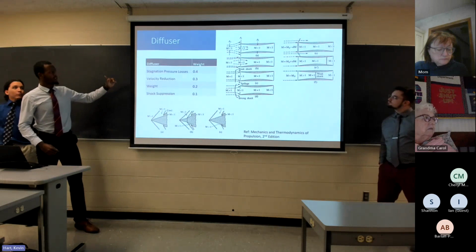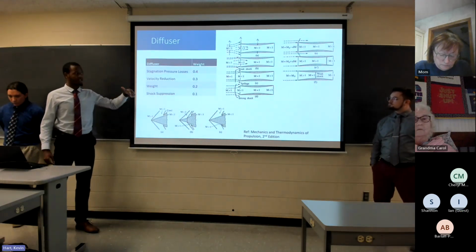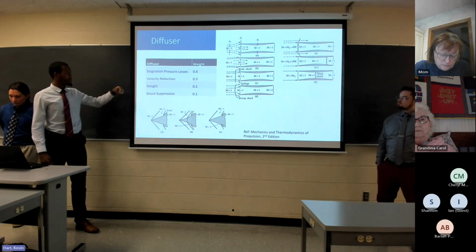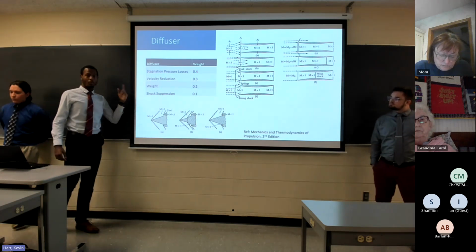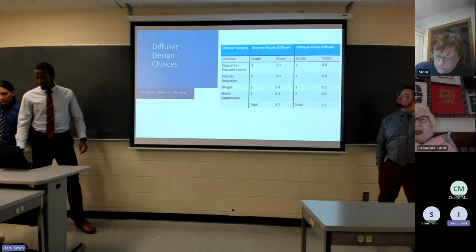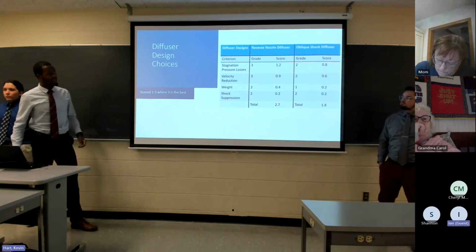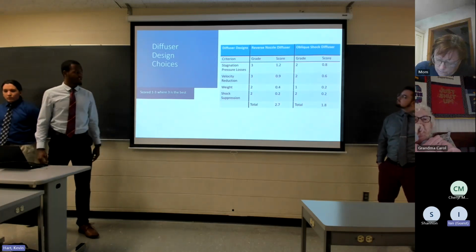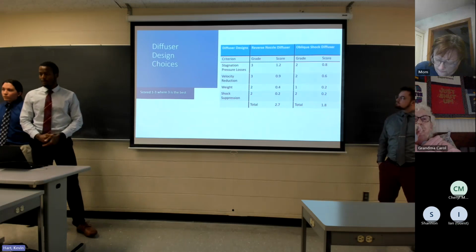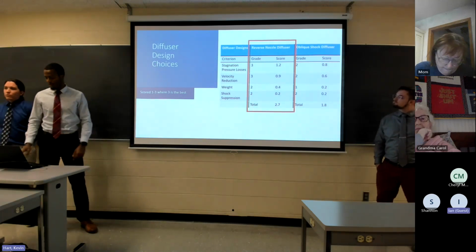When we weighted our diffuser, we looked at the stagnation pressure losses and how the diffuser type is able to reduce those, the velocity reduction, the weight, and the shock suppression. By doing our component analysis, we determined that the reverse nozzle diffuser is our best option for meeting the objectives and constraints of our engine.